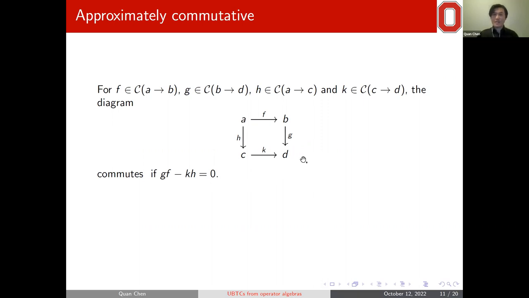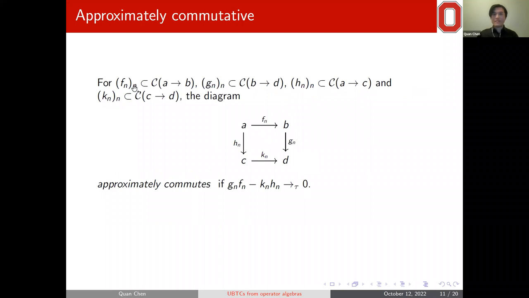Then what is approximately commuting? Let F_n be a bounded sequence from A to B, G_n a sequence from B to D, H_n a sequence from A to C, and K_n a sequence from C to D. This diagram is called approximately commuting if G_n composed with F_n minus K_n composed with H_n is no longer equal to 0, but converges to 0 under the tau topology. We call this approximately commuting.